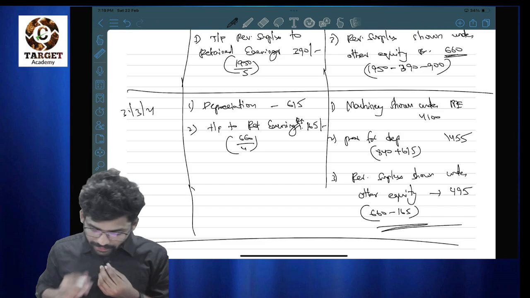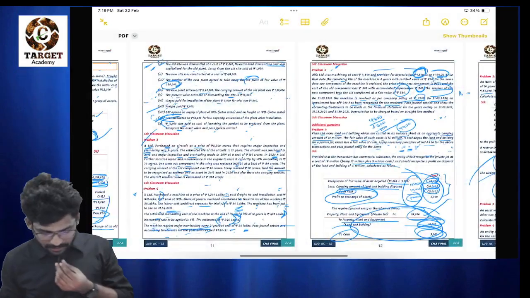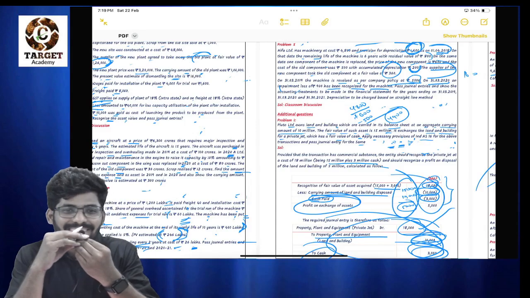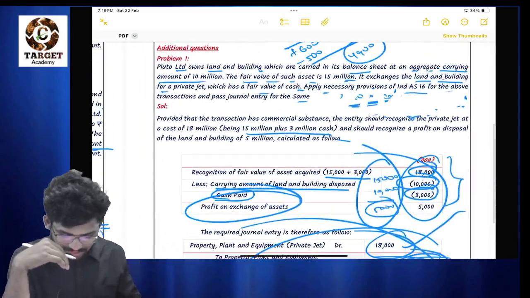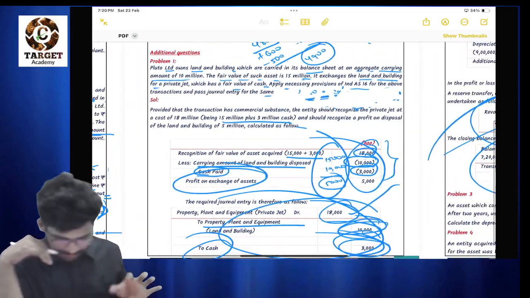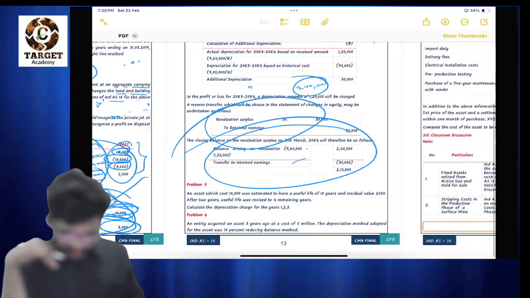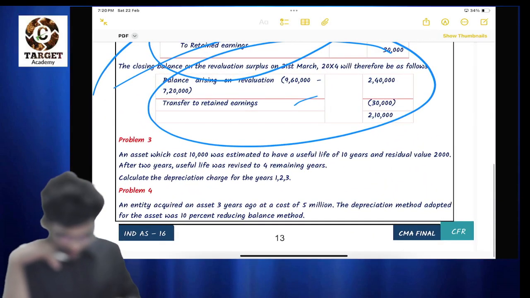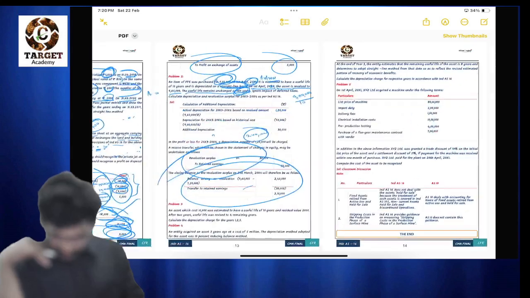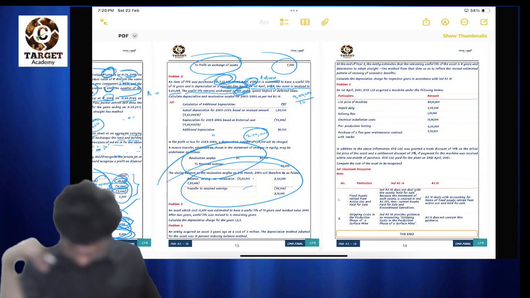This is a good question, right? Yes. This is the standard question. Okay. Next, we are done with additional question 1, right? Additional question 2, done. Additional question 3, homework. Additional question 4, homework.